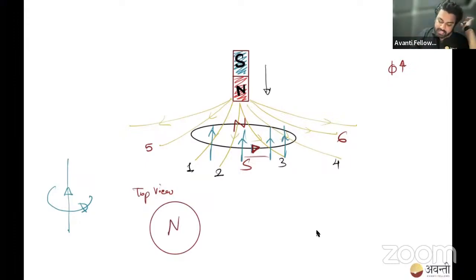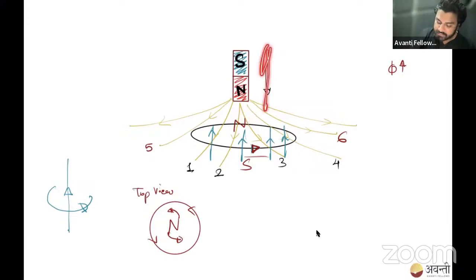If you extend the edges of north, you will get the direction of current. Good strategy to remember, right? Sir, what will happen if north is going away? If north is going away, it will try to attract north. It will oppose, according to Lenz's law. So it will try to attract north, which means it will create south on this side.